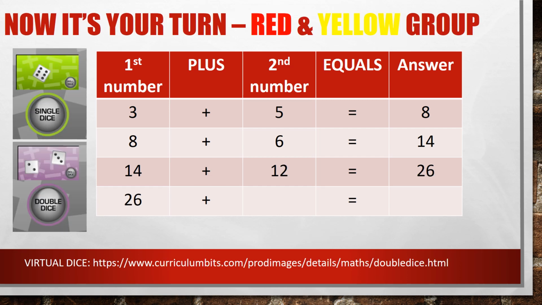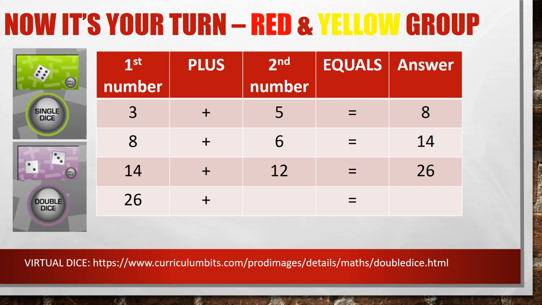Red and yellow groups, you are going to start by using the single dice, and you can see that the first number I rolled was a 3. Then I put the plus sign and I rolled again the single dice and I got a 5. 3 plus 5 equals 8. I then transfer the 8 to the first column. I then roll the dice again and I got a 6 this time. That equals 14. 8 plus 6 equals 14. I move the 14 to the first column.